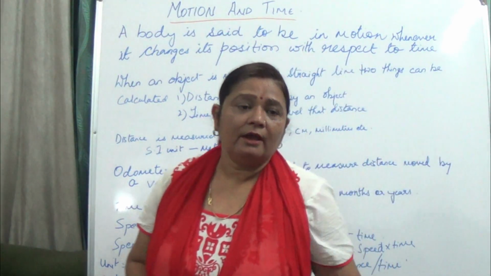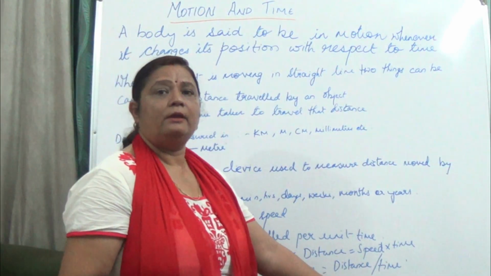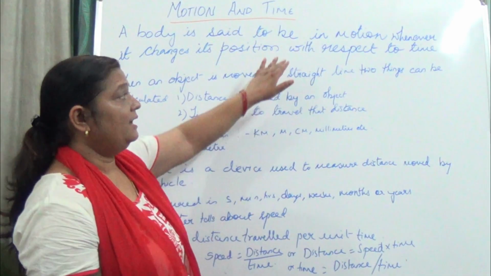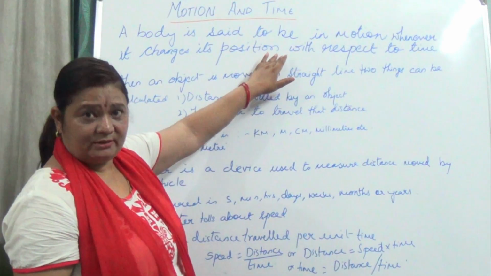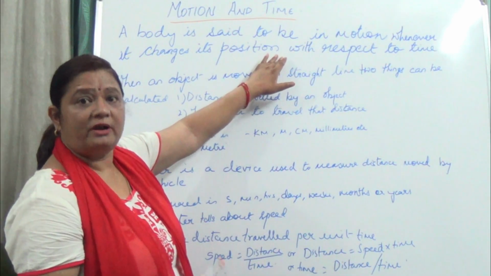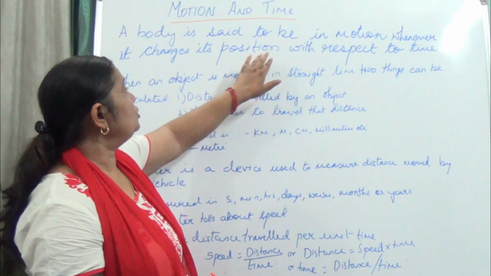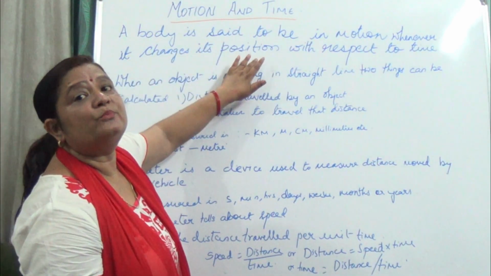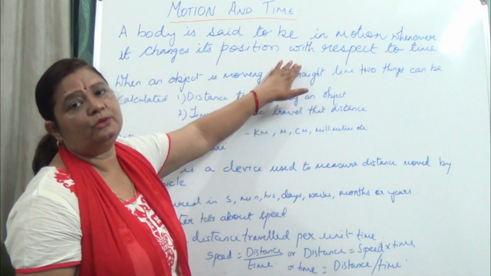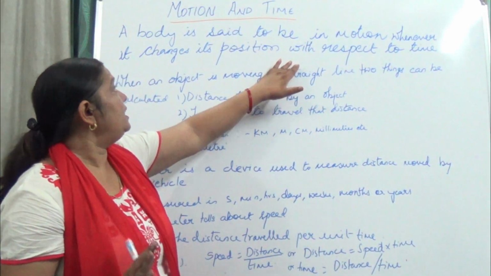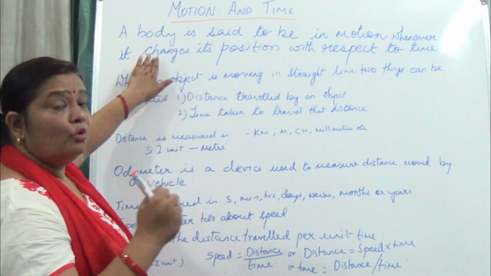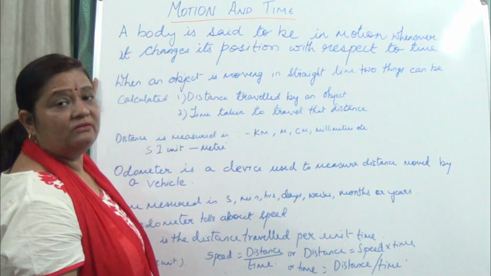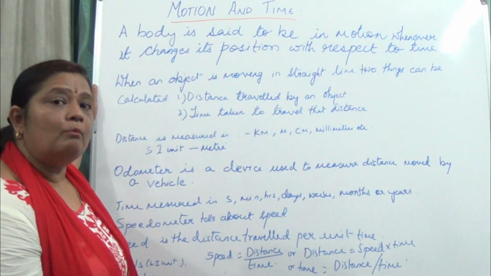So what happened when I moved from here to there? Naturally, I covered some distance, and it took some time, 1 second or 2 seconds, or even 0.2 seconds, to go from here to there. So a body is said to be in motion whenever it changes its position with respect to time. Here the body is moving, covering some distance and taking some time, then only we say that the body is in motion.